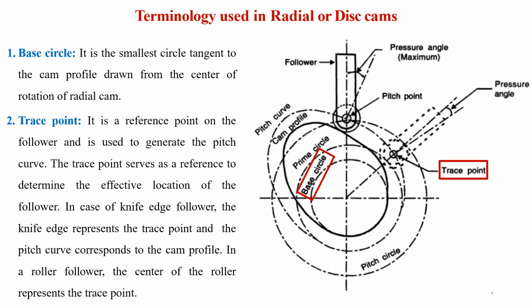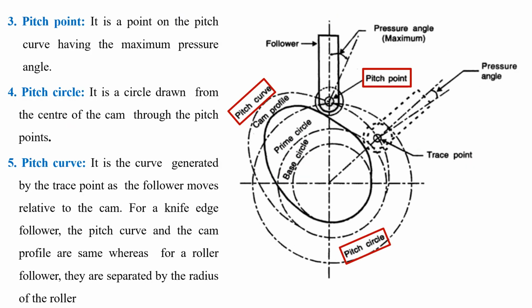Trace point is a reference point on the follower and is used to generate the pitch curve. The trace point serves as a reference to determine the effective location of the follower. In case of a knife edge follower, the knife edge represents the trace point and the pitch curve corresponds to the cam profile. In a roller follower, the center of the roller represents the trace point.